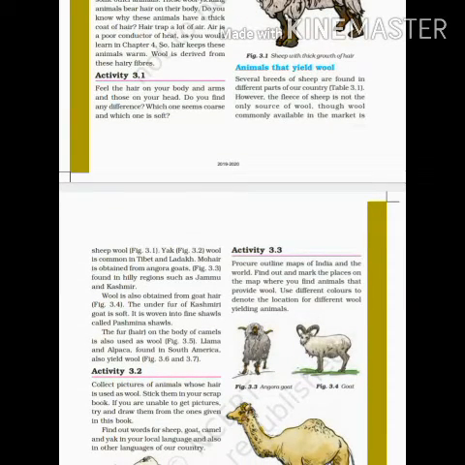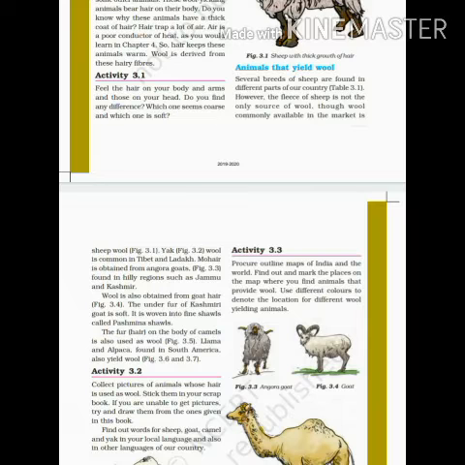Now, what is selective breeding? It is the process of selecting parents for obtaining special characters in the offspring, such as soft under hair in sheep. This is called selective breeding. There are several breeds of sheep found in our country. Apart from sheep, there are many other animals for obtaining wool.